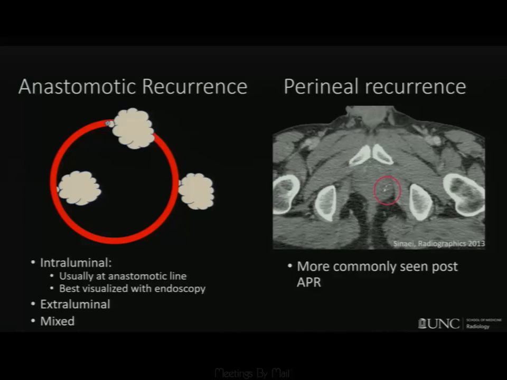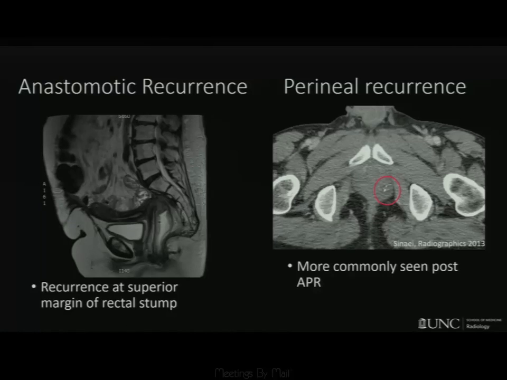So if you have an anastomotic recurrence, it could be intraluminal, which is actually usually very well seen with endoscopy, or mixed, or it can be extraluminal. And here's an example of that perineal recurrence that you'll see in your patients post-APR. And here's an example of a recurrence at the superior margin of the rectal stump. Again, these usually occur near the suture lines, and you could actually see the suture right there.